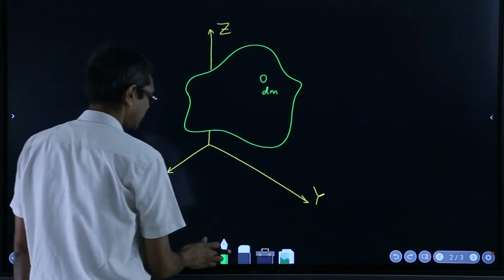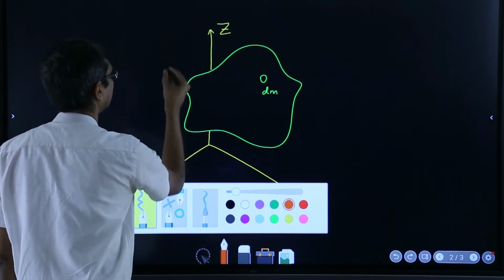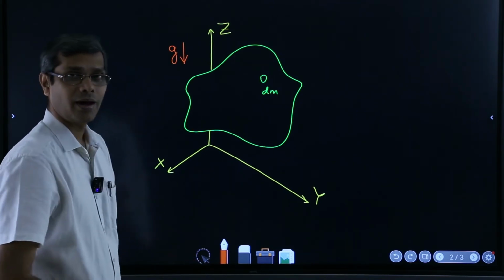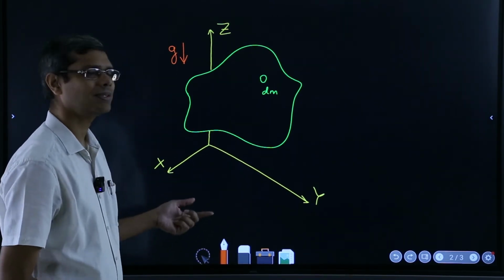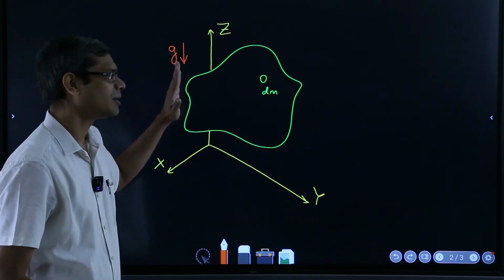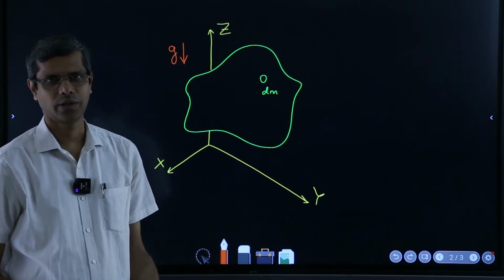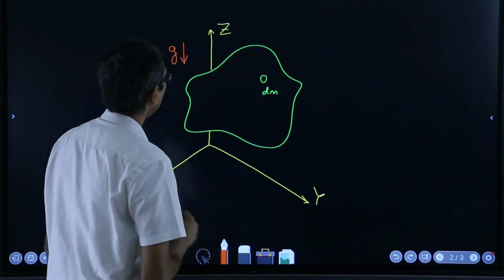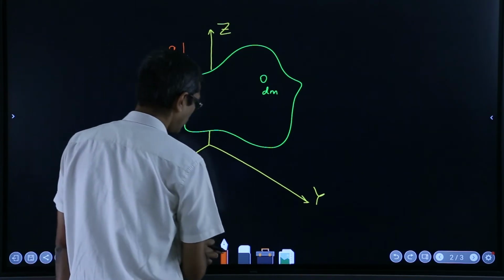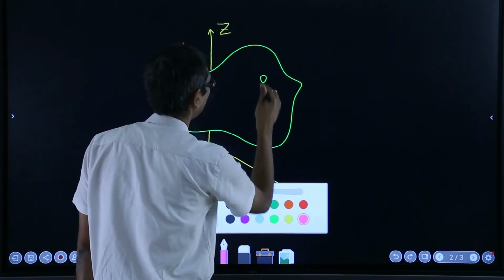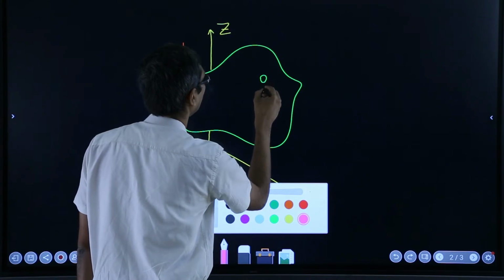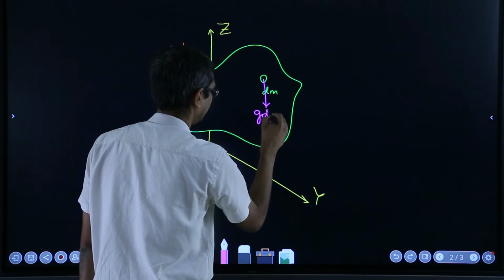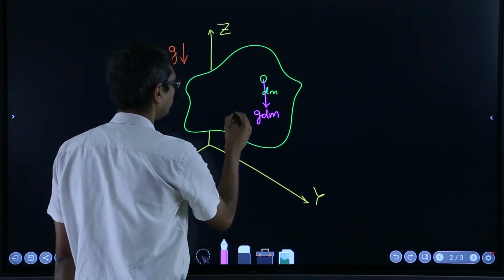Then let me say the gravity is acting in this z direction. Again, I have chosen my axis so that the z axis matches with the direction of g. So if you remember the previous discussion about this. Now, then what will be the force here? So the force here is g times dm, the small force df.